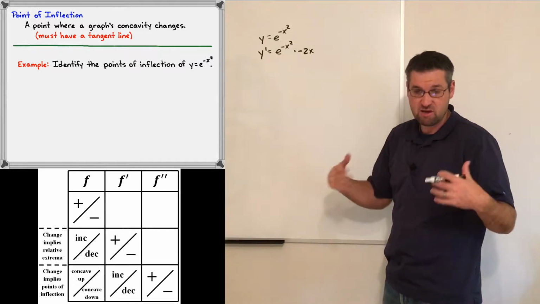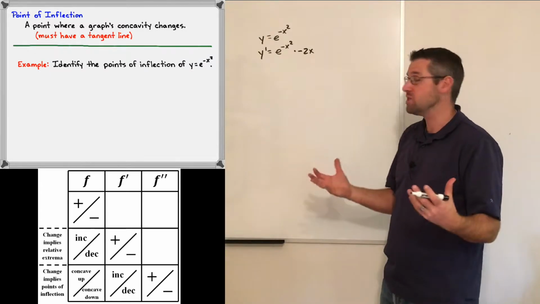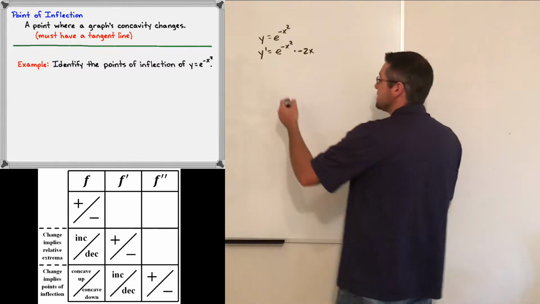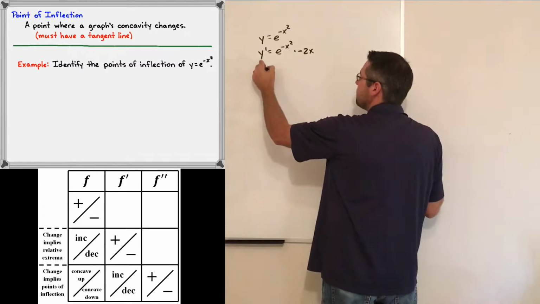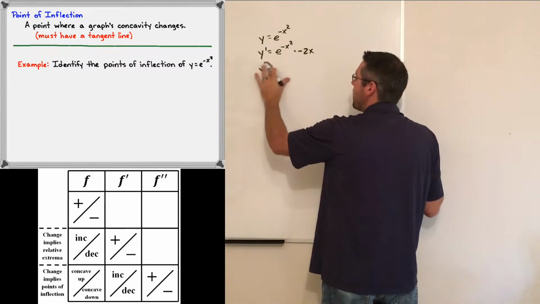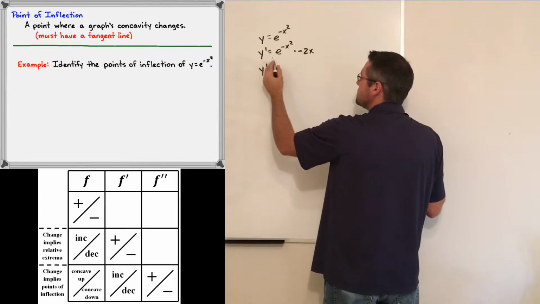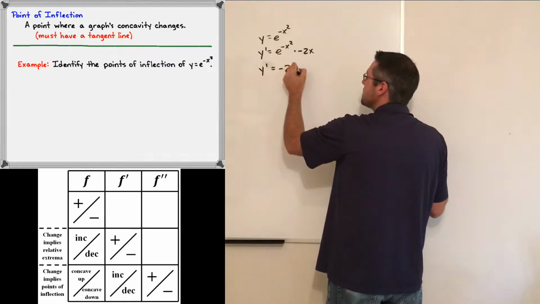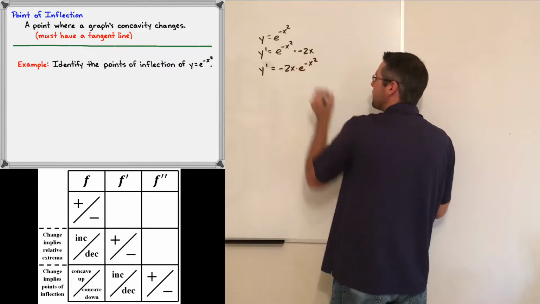So the caveat here of a point of inflection is met, that the tangent line does exist. Now we'll take the second derivative. But before I do that, let me go ahead and rewrite the first derivative so it's a little bit cleaner to see. It's going to say negative 2x times e to the negative x squared.